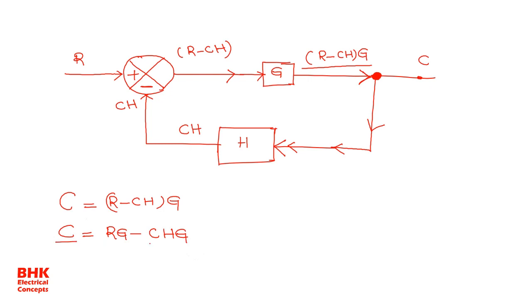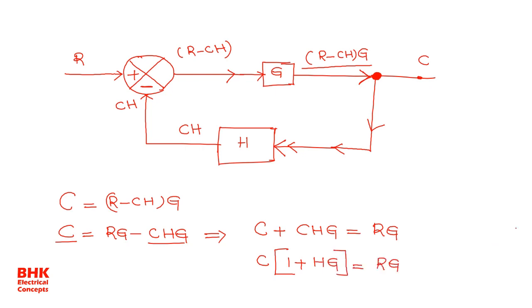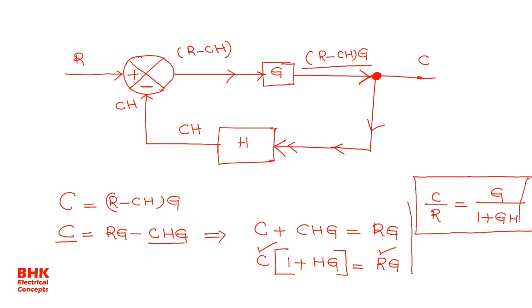Now we have C on both sides, so I write this expression as C plus CHG is equal to RG. Taking C common, C(1 plus GH) is equal to R into G. We know that C is the output and R is the input, and we require output by input. So C divided by R is equal to G divided by 1 plus GH. This is the transfer function of a negative feedback system.